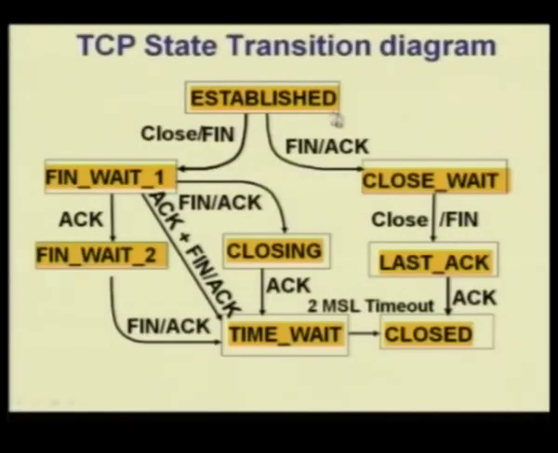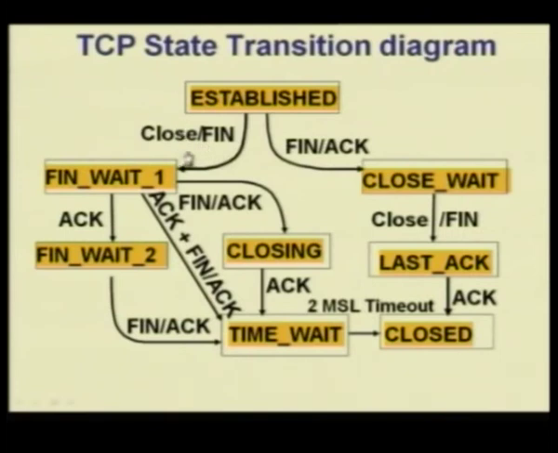So if you look at the state transition diagram for the closing part, now you are in the established state. Now there are two events that could happen, right? One is that the application tells you to close, in which case you go out and send a FIN. The other is that you have not yet closed the data transfer, but the other side is sending you a FIN. Now both these are depicted in the same transition diagram. So let us look at the various transitions that can happen in both these cases.